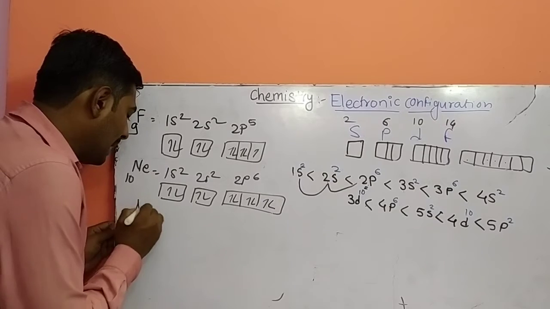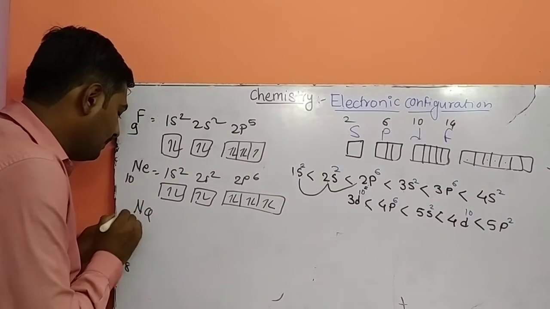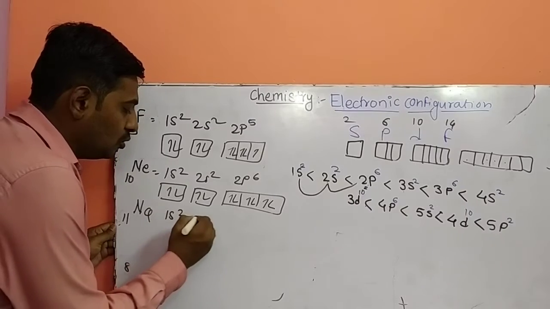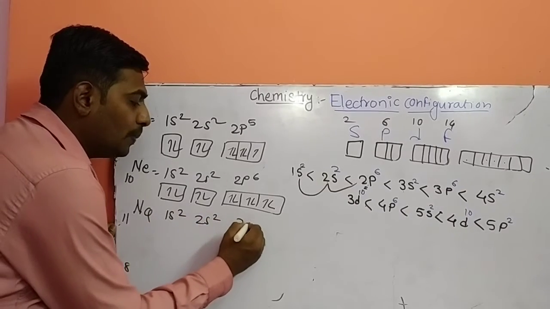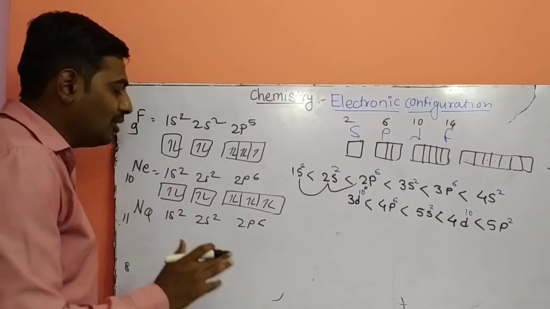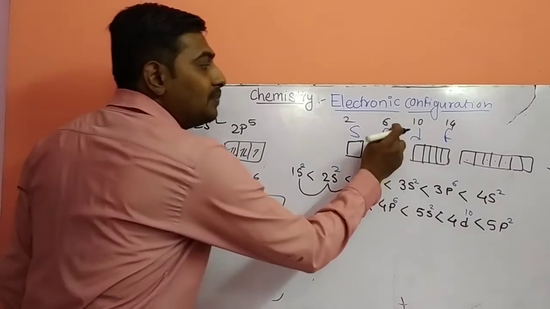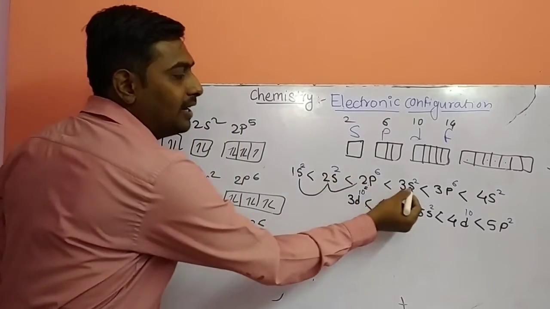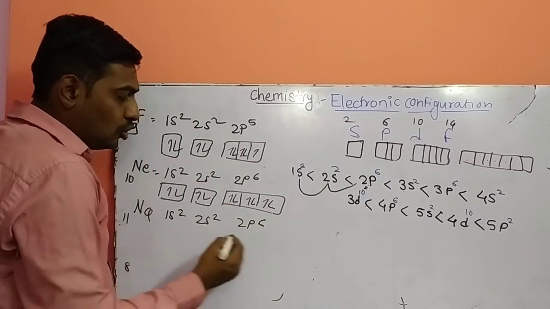Next, sodium, atomic number 11, so how? 11, 1s2 2s2 2p6. Can we write 2p7? No, because the p orbital has only 6 electron capacity. Again, the next electron enters in the 3s orbital, after 2p6.